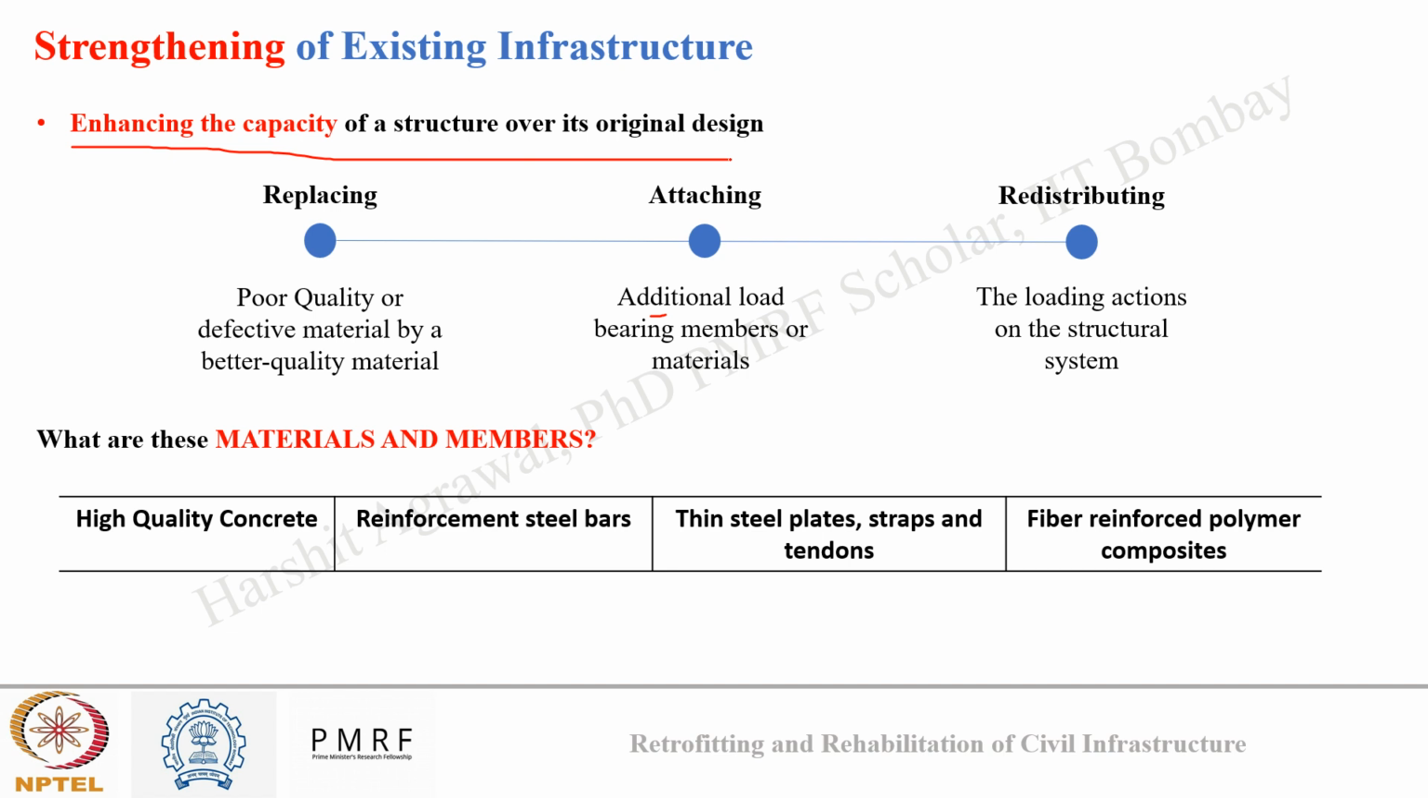This can be accomplished in three ways: either by replacing poor quality aggregate and defective materials with better quality material, attaching additional load bearing members or material over the structure, and redistributing the load acting on the structure to reduce the load and distribute it properly within the structure.